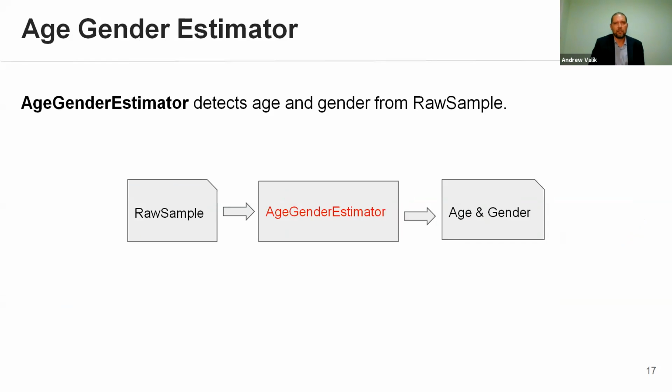And the next component is the age gender estimator. It just receives a face sample, estimates age and gender, and returns an object with the age and gender of the face. It can be used in face analytics, in digital signage, and some other analytics.